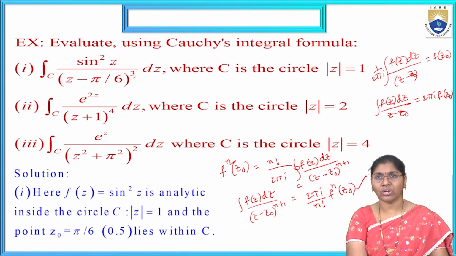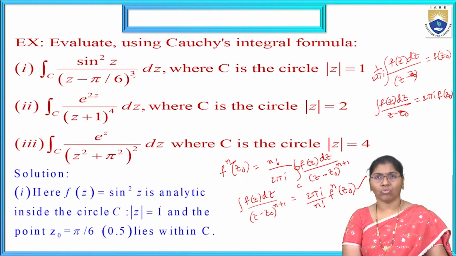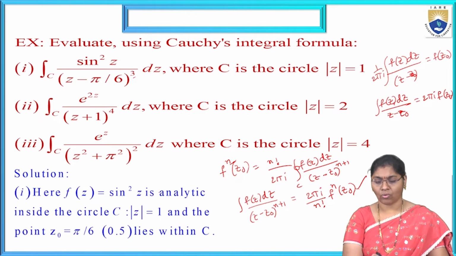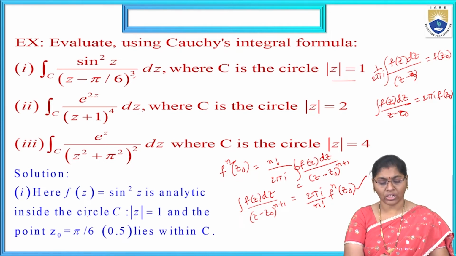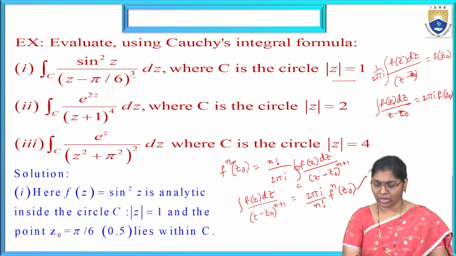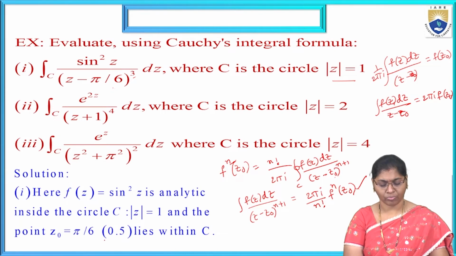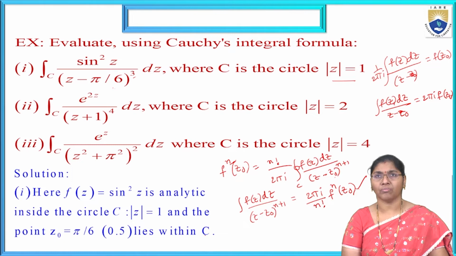Now here f of z is nothing but sin square z. It is analytic inside the circle mod z equal to 1. Now inside the circle they are given mod z equal to 1, and at the point z naught, the point is pi by 6. This is the z naught point. Already we know the z minus z naught condition. Here the z naught value is pi by 6. Now the point lies within C. It is inside the C.